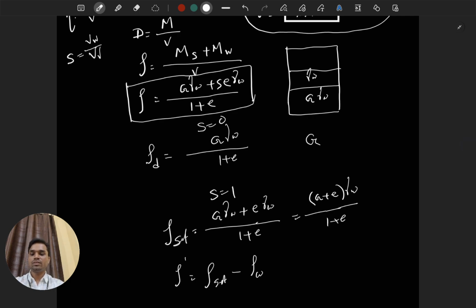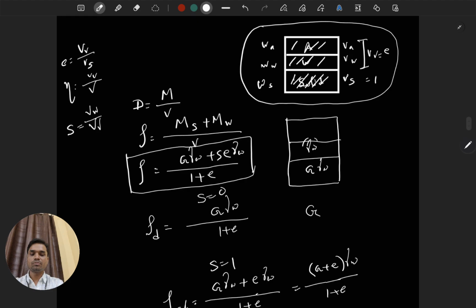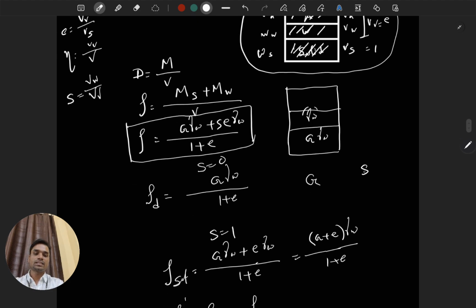I hope everything will be clear. So what we have to remember, this area we have to remember. For the water part we use rho W, and G is the specific gravity. One additional important equation is S e equal to G w. This entire chapter is completed.